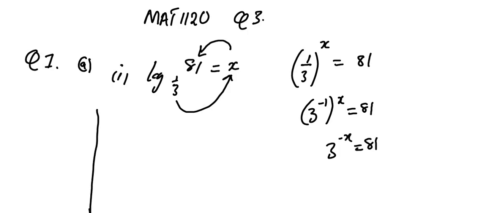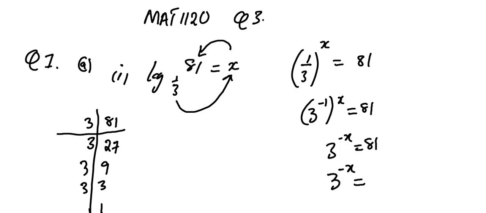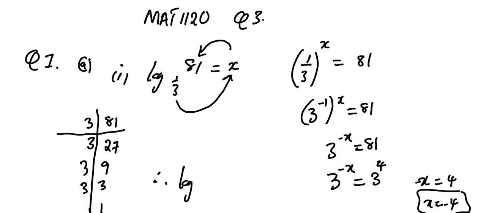We're going to check whether 81 can be expressed with base 3. 3 times 3 is 9, 9 times 3 is 27, 27 times 3 is 81. So 3 multiplies itself 4 times, so 3 to the power 4 is simply 81. We're equating the powers because the bases are the same, right? Meaning x is simply negative 4. So log of 81 to base 1 over 3 is equal to negative 4.